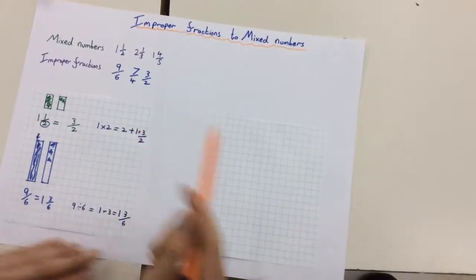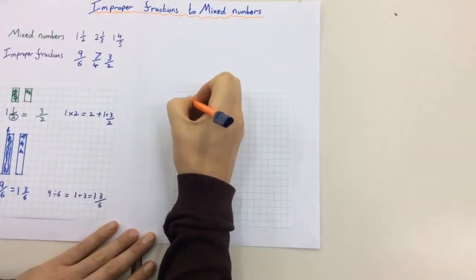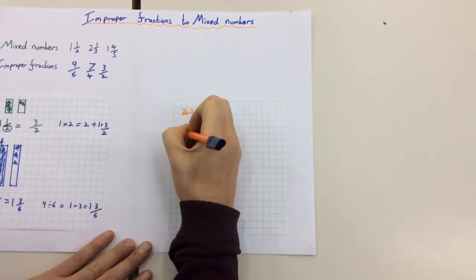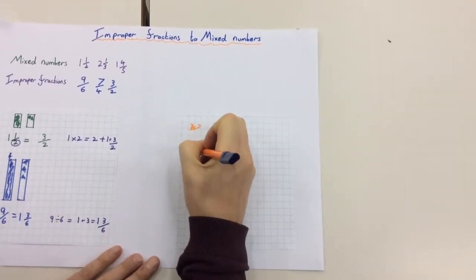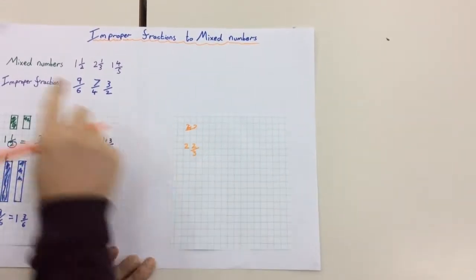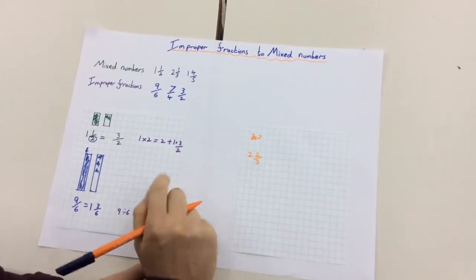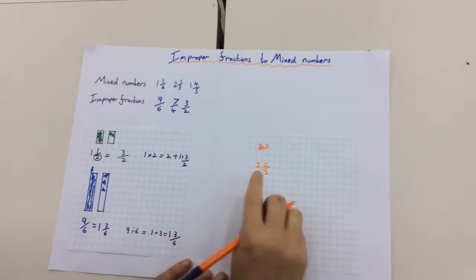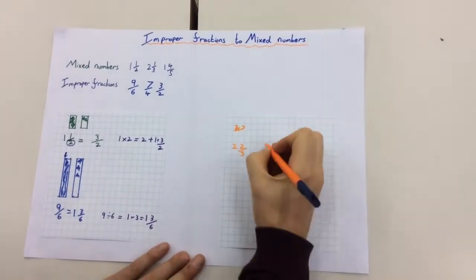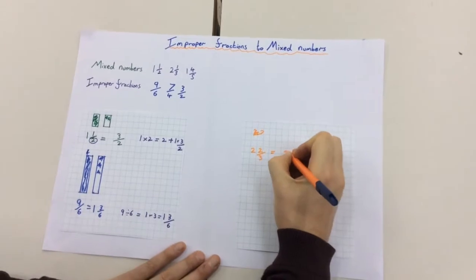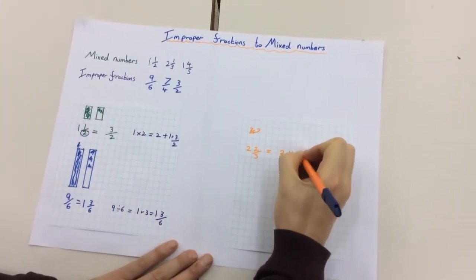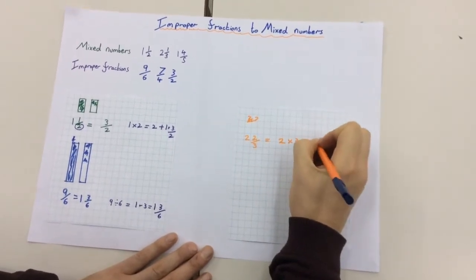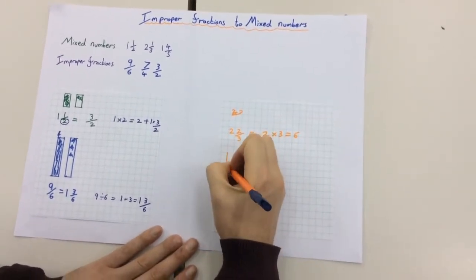Let's have a quick look at doing a few by ourselves then. Let's have a look at 2 and 2 thirds. This is a mixed number. You have an integer and a fraction, and I want to make it into an improper fraction. Well, let's do this top bit first. If I do 2 multiplied by 3, that gives me how many thirds are in here? That gives me 6. Let's just have a look at what I've done really.